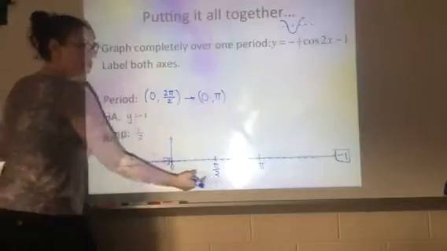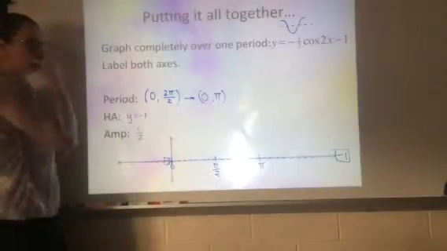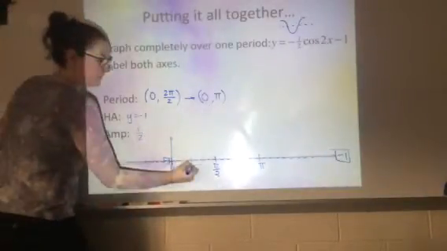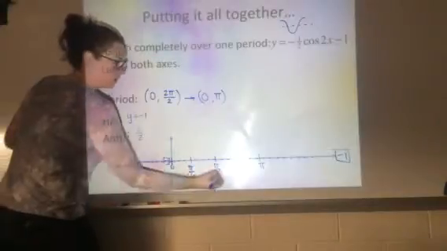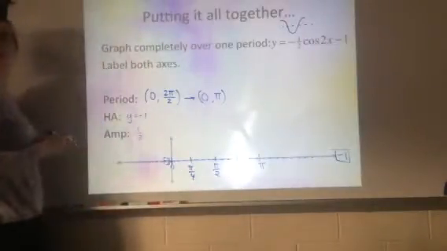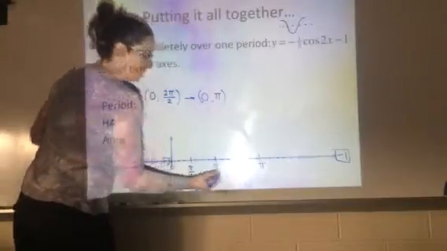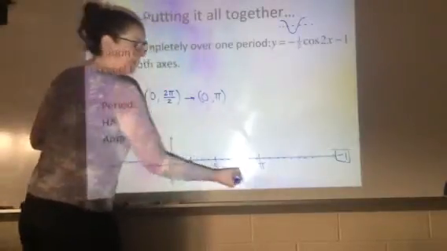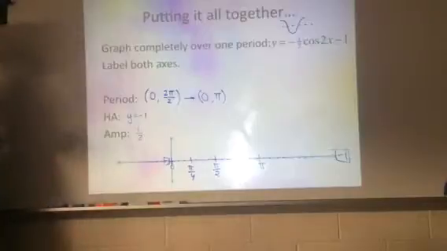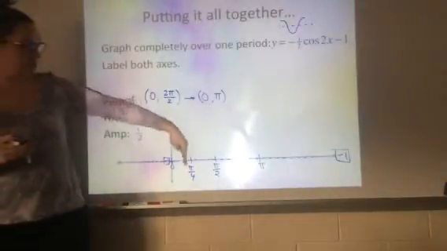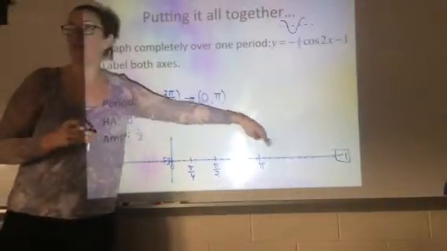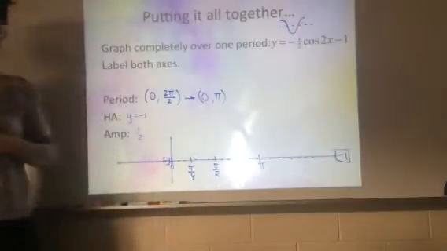What's in the middle between 0 and pi over 2? Pi over 4. What's in the middle between pi over 2 and pi? 3 pi over 4. So we determined the 1, 2, 3, 4, 5 key values. They are set up just like quarters. So this is 25%, 50, 75, 100. They're equally spaced.